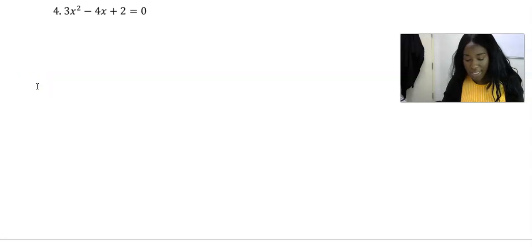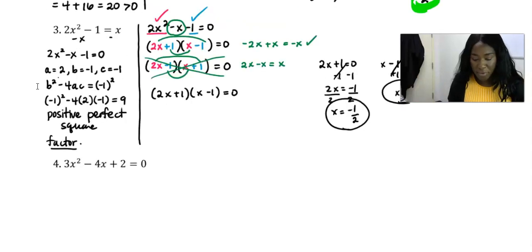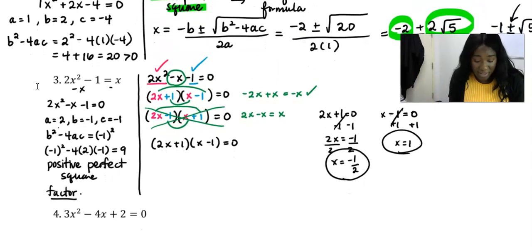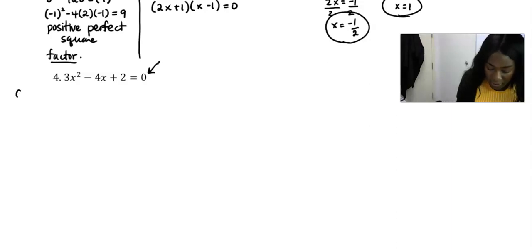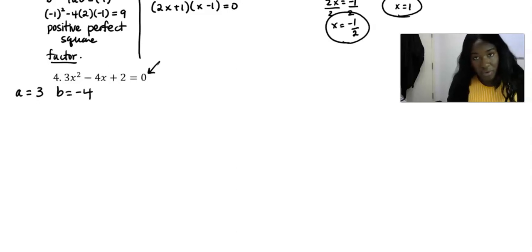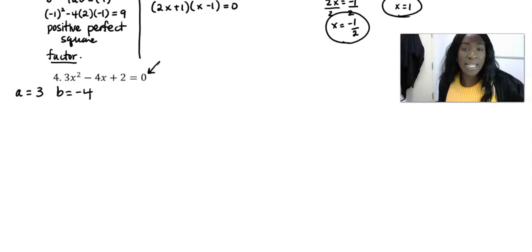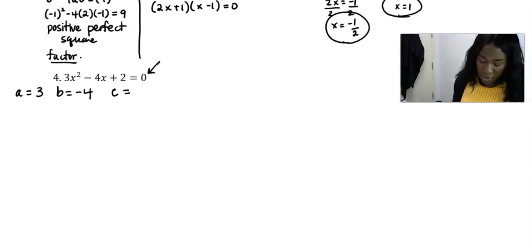Example 4 is already set up with 0 on one side of the equation, so we don't have to move things around like we had to do in example 3, where we had to start off and subtract x to get 0 on one side. We already have 0 here. So we are ready to jump in and identify a as 3, the number in front of x squared, b as -4, that's the number in front of x, and then our c is 2, that's the number that has no x with it.